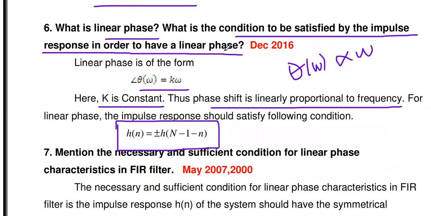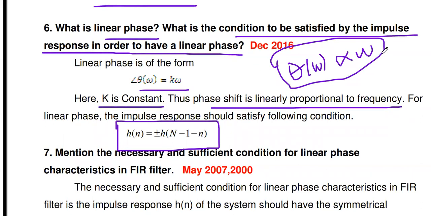So what is a linear phase filter? If the phase shift theta of omega is directly proportional to omega, or in terms of impulse response, we can say that the impulse response h of n satisfies the condition h of n is equal to plus or minus h of N minus 1 minus n.